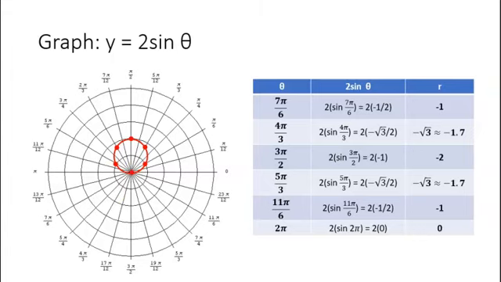Now, I hope that was a good explanation of how to use a table to graph a function in polar form. Let me know if you have any questions or if you need help with anything.